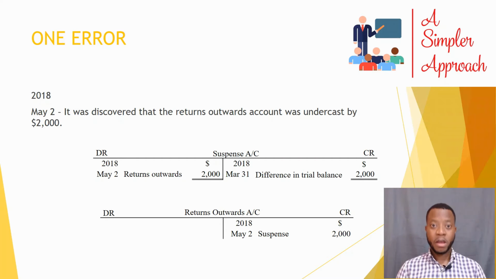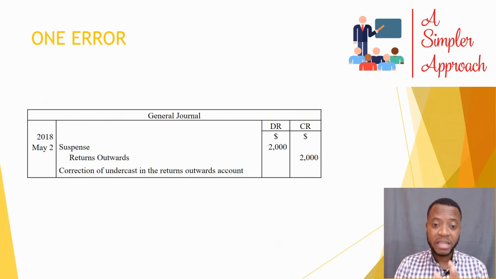Okay, so remember now that errors are fixed using the general journal. So what you see here is not the correction of the error. This is just to show that the suspense account would have to be closed, and it also shows what happens to the returns outwards account.